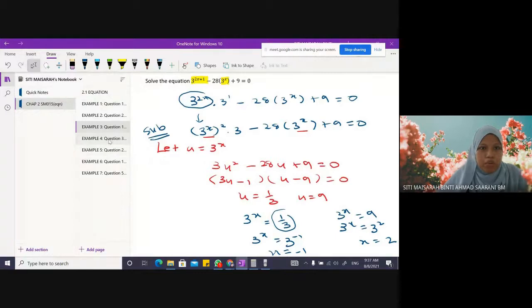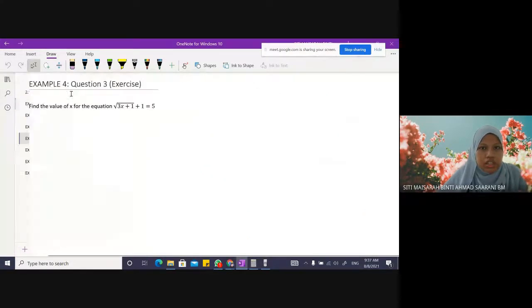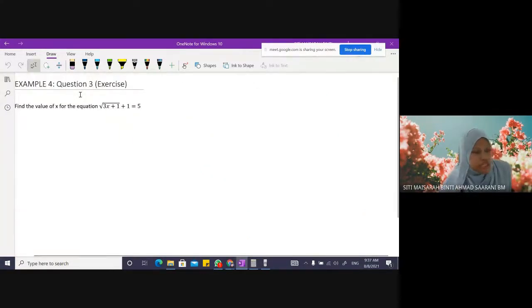Okay, now we move to next example. Question 3. I took this question from exercise, question number 3. This is surd equation, solving surd equation. Clearly this is surd equation lah because dia ada surd.